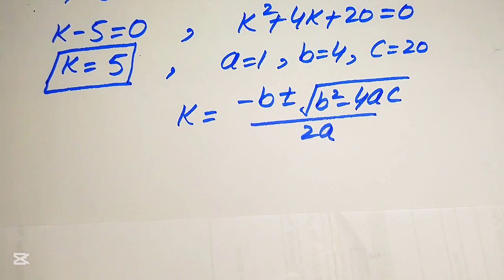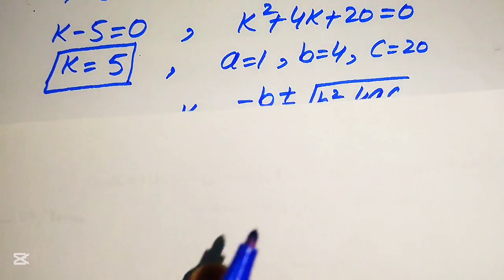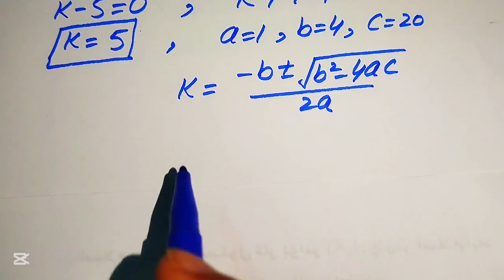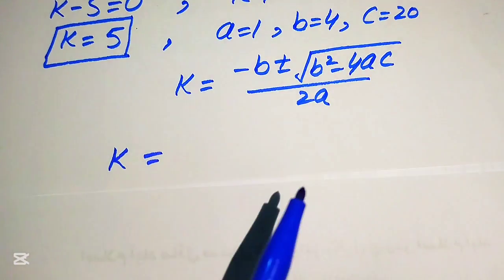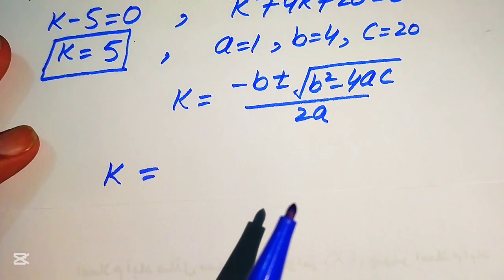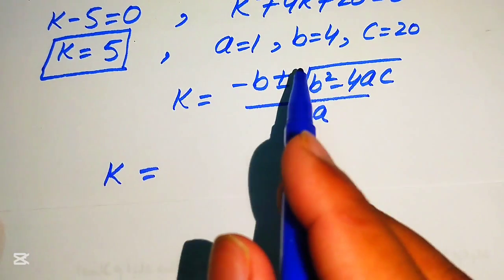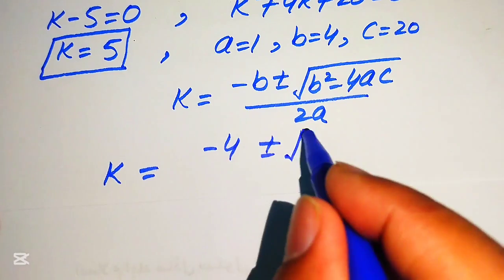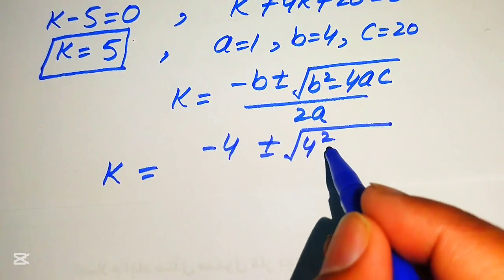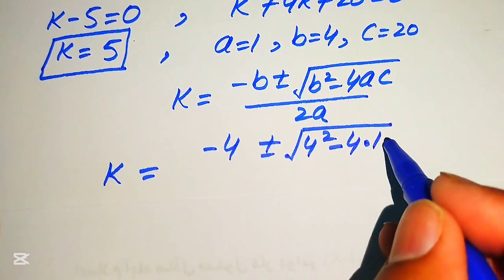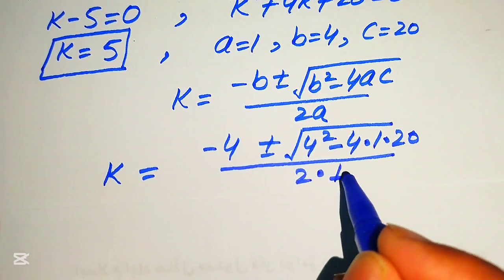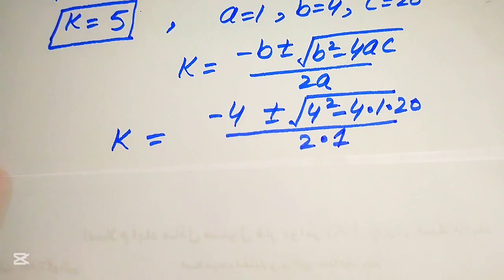And now in the next step we will substitute the values of a, b and c in this quadratic formula, so that when we substitute the values, it will be written as k equals minus b, the value of b is 4, it becomes minus 4 plus minus square root of b square. B is 4 square minus 4 times a is 1, c is 20, and it is divided by 2 times a. Here our a equals 1.